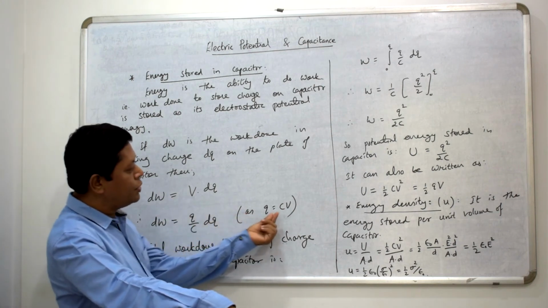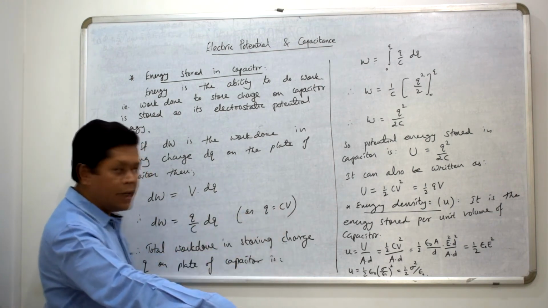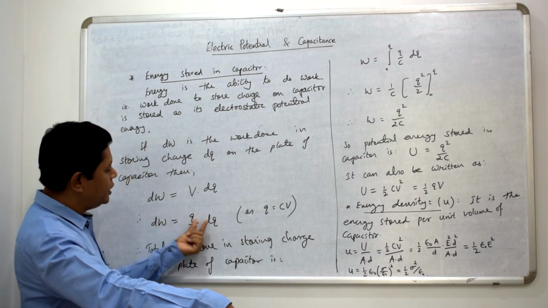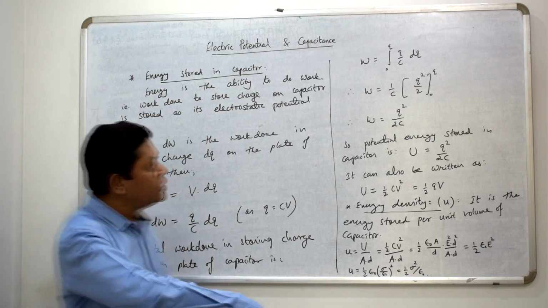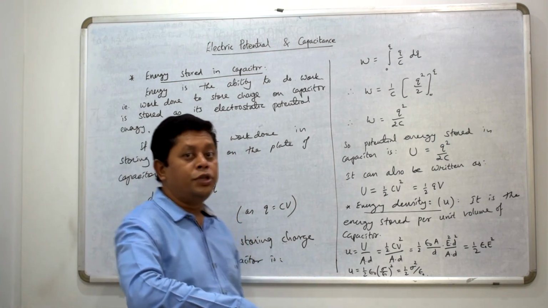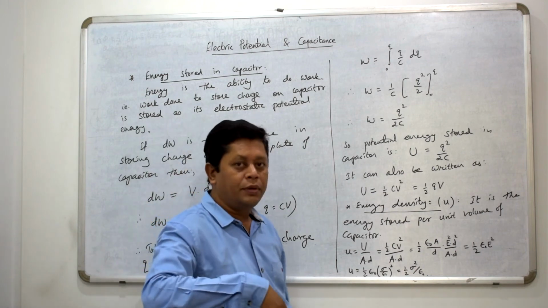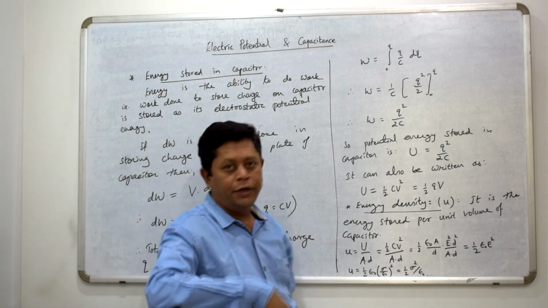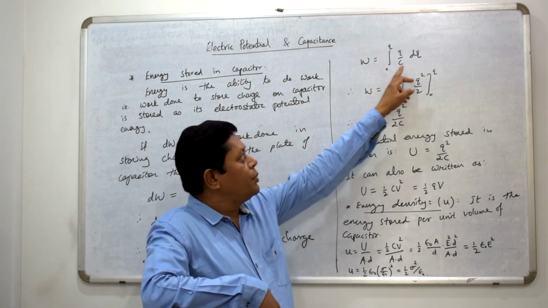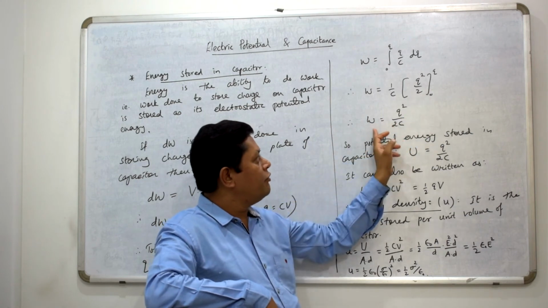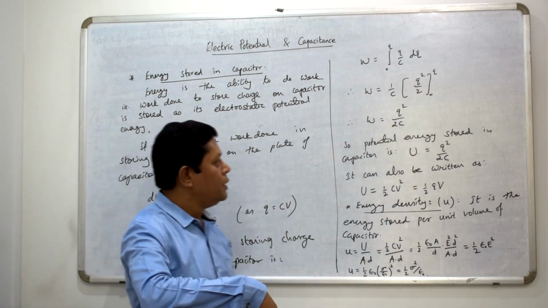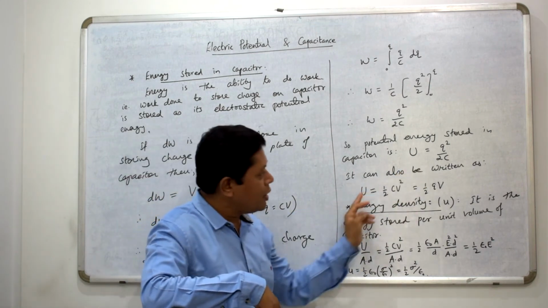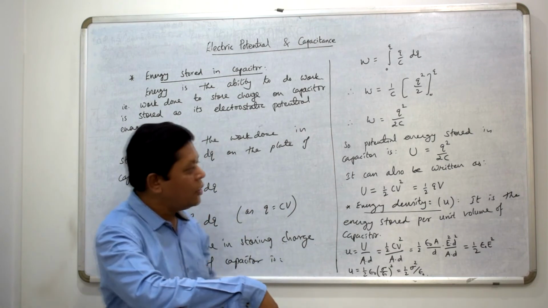As we know, Q is equal to C into V. It means that V is equal to Q by C. So dW is equal to 1 by C into Q dQ. So total work done in storing charge from 0 to Q on the plates of capacitor is W is integration of Q by C dQ. Integration of Q dQ is Q square by 2, and that's why work done is Q square by 2C. So the potential energy stored in the capacitor is Q square by 2C. It can be also written as half CV square or half QV.